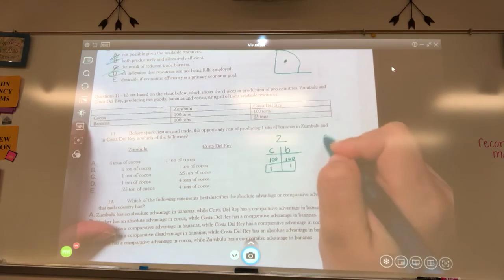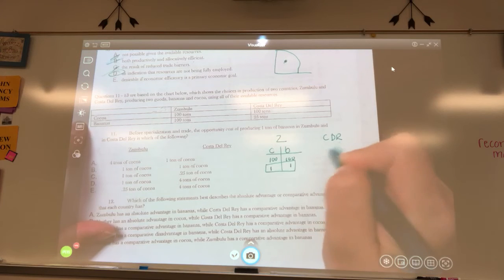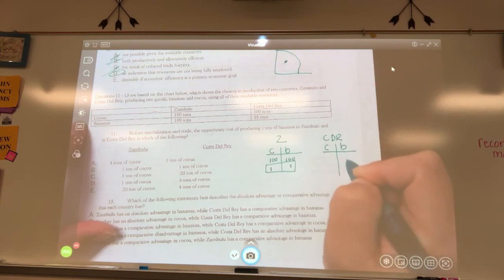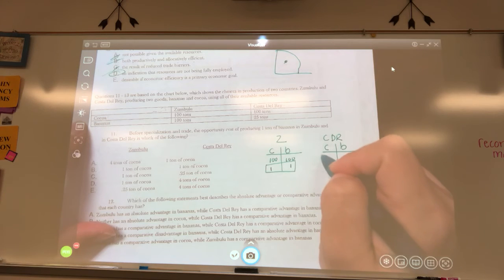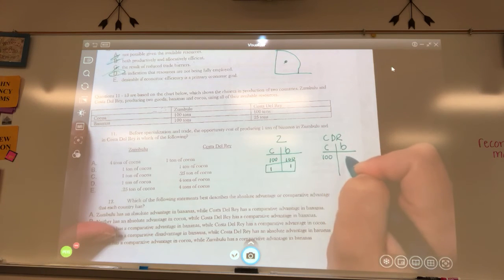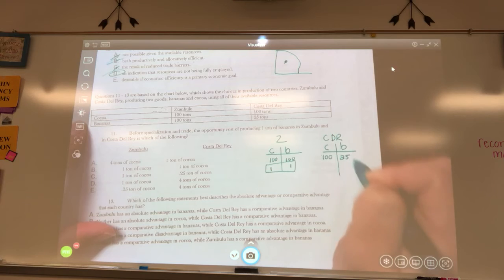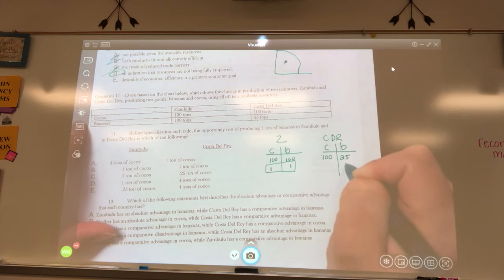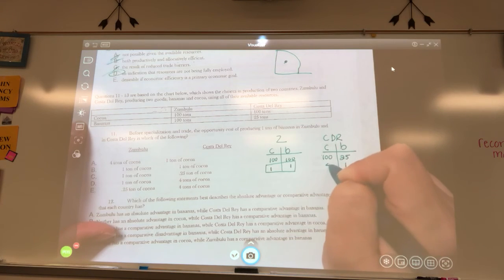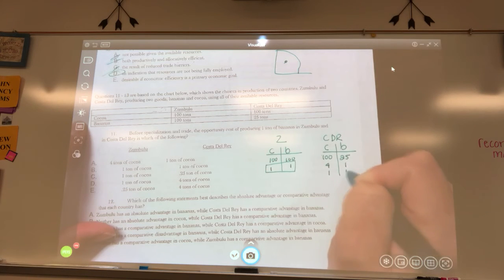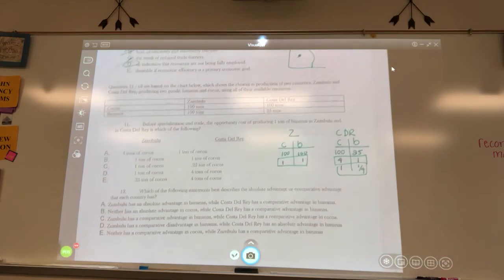Now I'm going to put Coastal del Rey, cocoa, bananas. How much cocoa can they do? 100. How much bananas? So I'm going to divide by what? That gives me 1, and then I divide by what? That gives me 1, and that gives me 4. Okay, got my data.